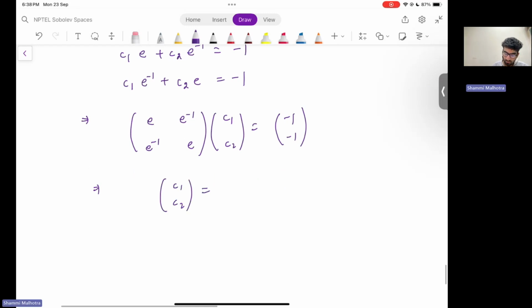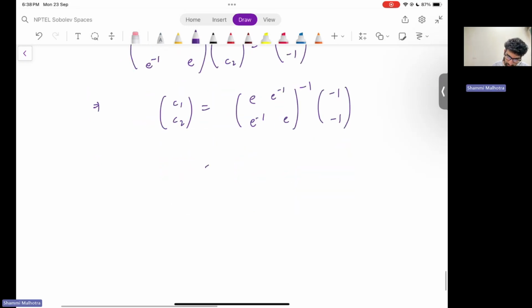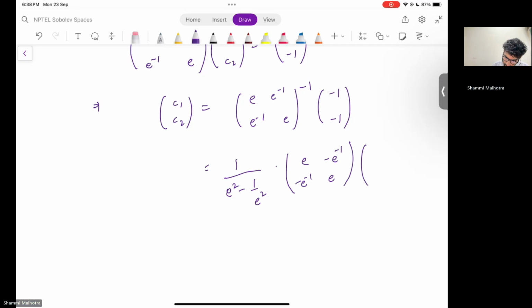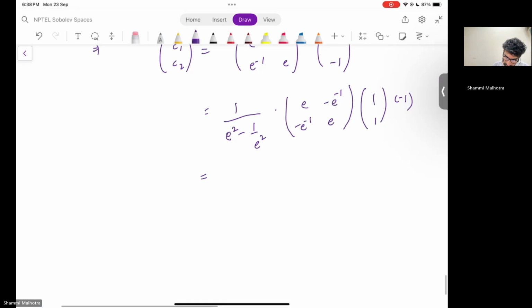And finally, c1, c2 is nothing but the inverse of this matrix times minus 1, minus 1. So this is 1 upon the determinant of this matrix, which is e square minus 1 upon e square, times e, minus e to the power minus 1, minus e to the power minus 1, e. So this is the inverse, and we can have the minus multiplied here.